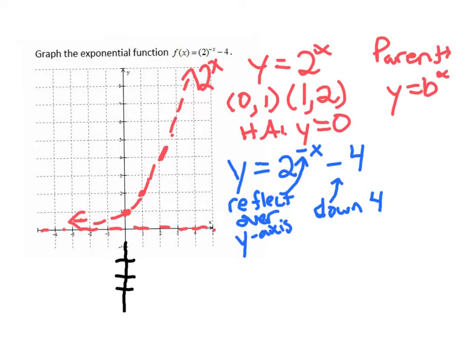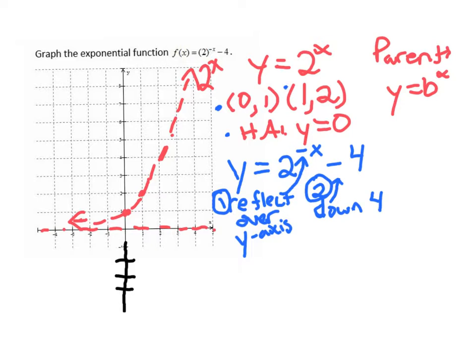Vertical shifts, like this down 4 shift, always go last, so we should reflect first, although these transformations are independent of each other, so it won't really matter. If you had, say, a vertical stretch by a factor of 2 and then also a vertical shift, then we would need to be careful about the order that we perform those transformations in. Okay, but so I'm going to apply those two transformations to these three key features that I used to graph 2 to the x, so the 2 points and the asymptote.